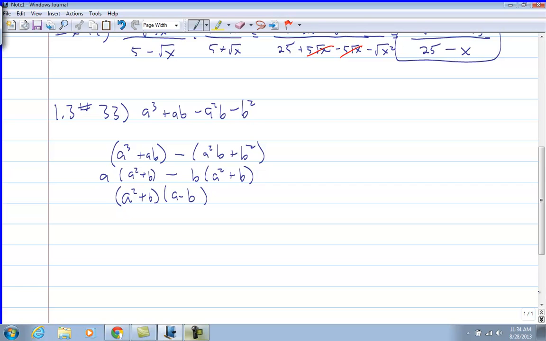Now, that's the same order as the answer in the book. I mean, multiplication is commutative, so you could change the order here. You could say a minus b times a squared plus b. That would be an acceptable answer as well.